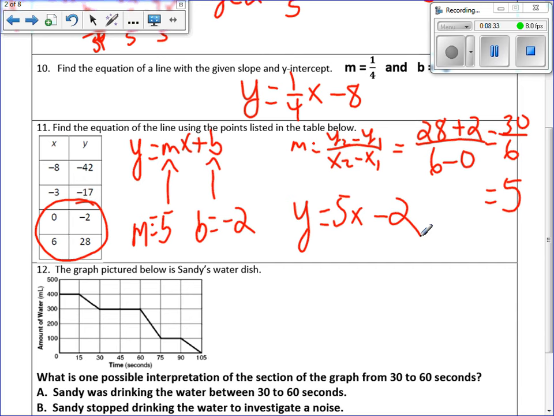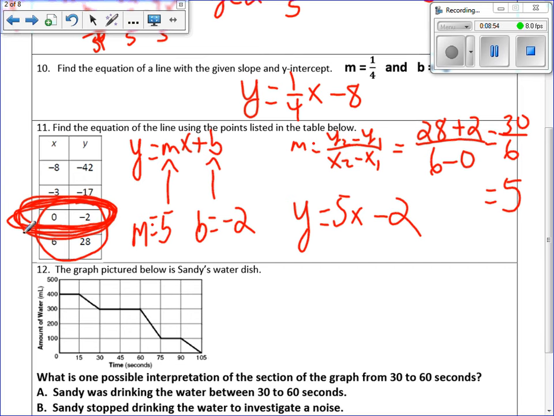That's one way of doing this. I'm going to show you another way of doing this. You could use the point-slope form of a line. Now, this one was easier to do with slope-intercept because they gave you the y-intercept, because they gave you an x value of 0. But if they don't, then you have to do the point-slope form of a line.